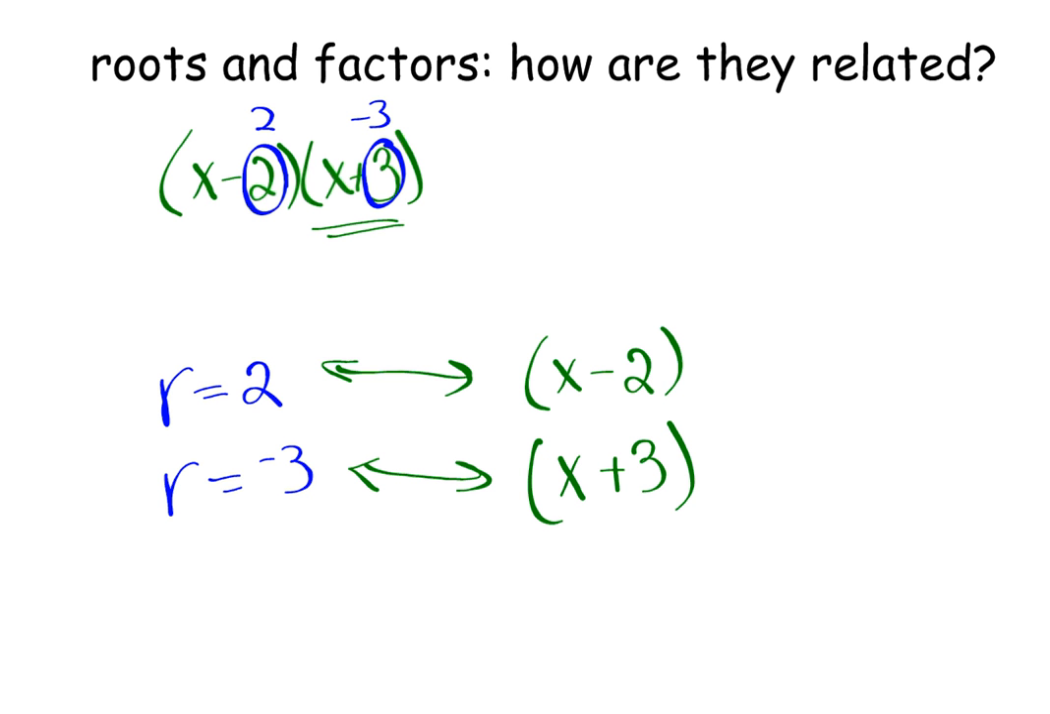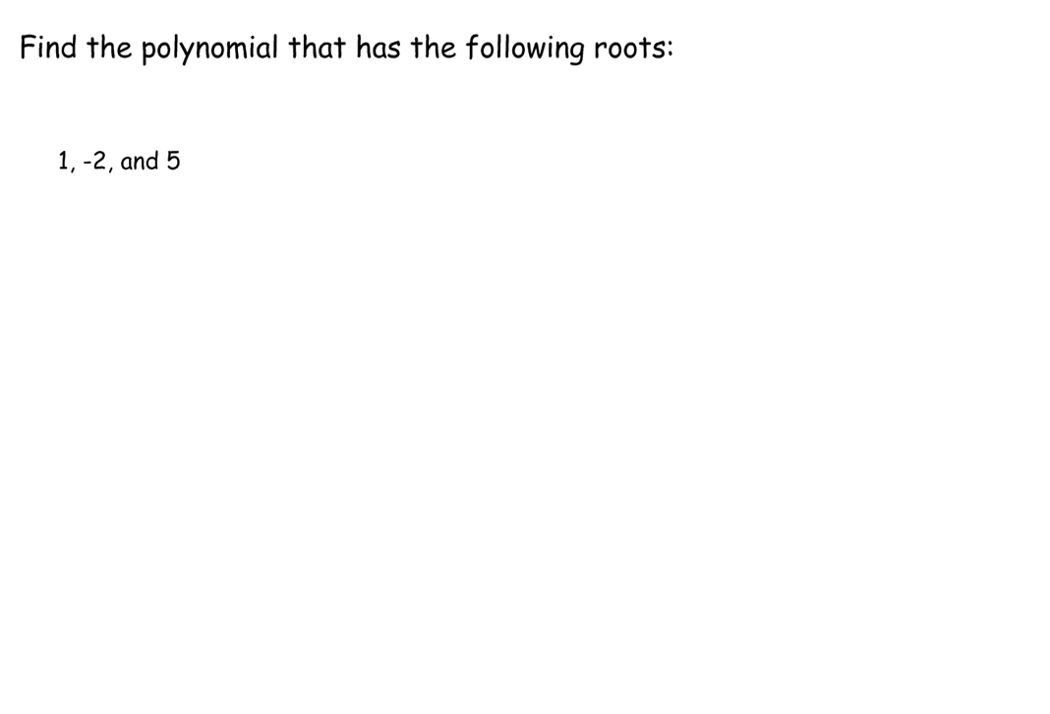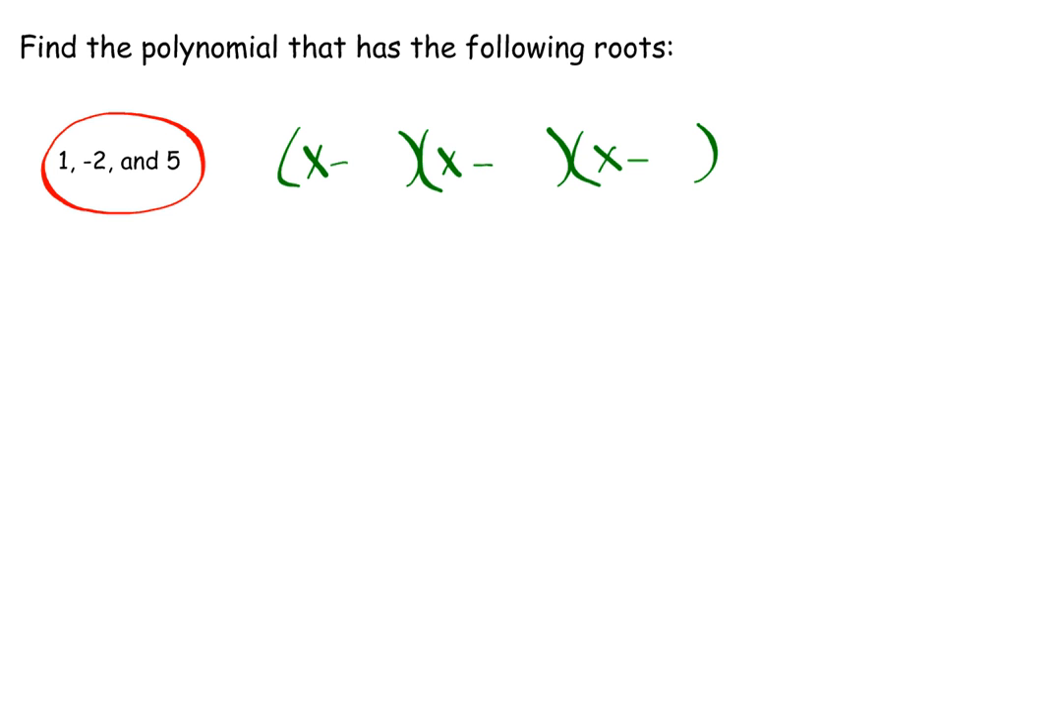Now, we're going to do a problem. We're going to find a polynomial that has the following roots. That means I need to write these roots that I gave you right here into their factored form and then do the multiplication. So I'm going to write them into their factored form. And you'll notice I left a little space because I'm going to put in 1, -2, and 5. And we're going to do the multiplication.